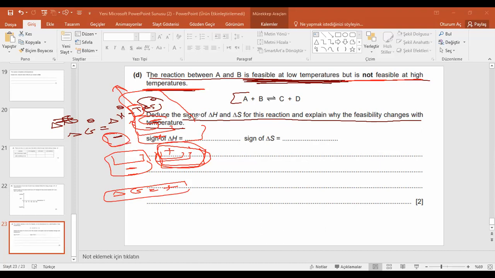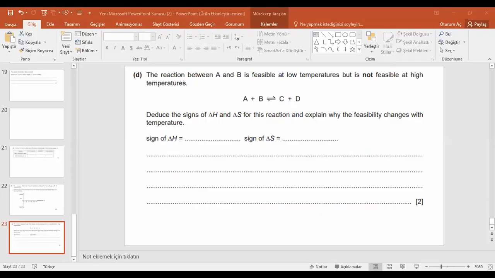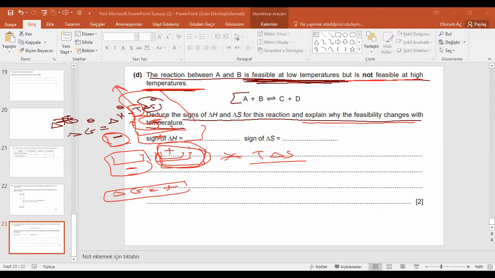So, deduce the second part of the question: explain why the feasibility changes with temperature. We say that as we increase the temperature, the feasibility of the reaction decreases because the T delta S part will have a large positive number. Okay, so let's move to the next question.